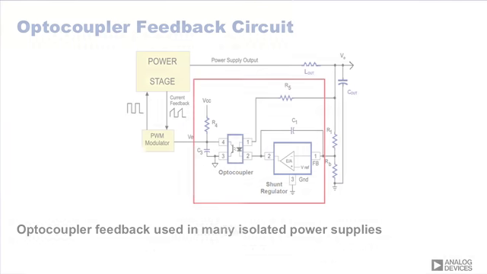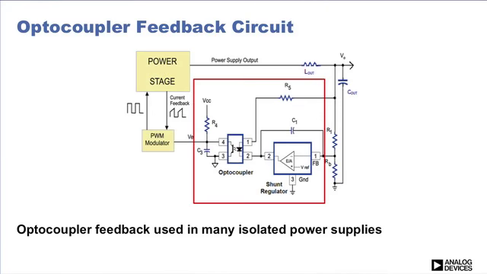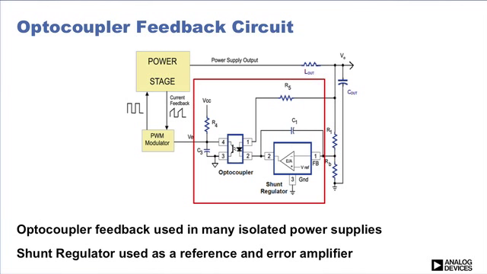Optocoupler feedback is used in many isolated power supplies. A shunt regulator is used as a reference and error amplifier, and the output is fed to the optocoupler LED circuit. Current transfer ratio, CTR, is the ratio of output transistor current to input LED current.